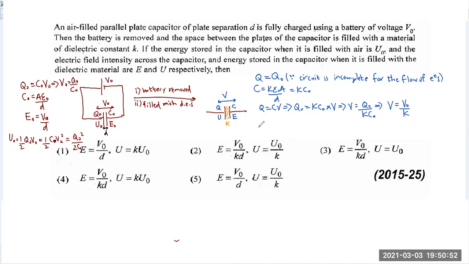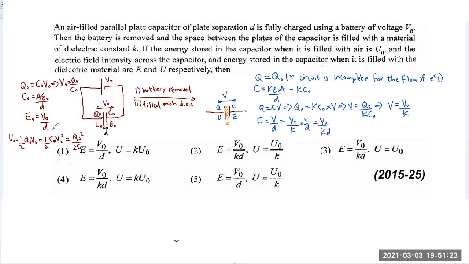And then electric field intensity. What is the equation for electric field intensity? E equals new voltage divided by D. We do not change the distance between the plates. So V divided by D. What is the new V? That is V naught over K. That is the new V, right? V naught over K into 1 over D. So the final answer is V naught over K D. If you want, you can write it like this.